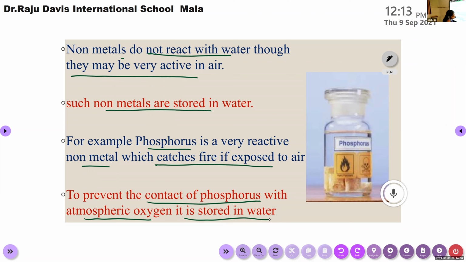So who will read the slide? Yes, Lakshmi, you can read. Non-metals do not react with water, though they may be very active in air. Such non-metals are stored in water. For example, phosphorus is a very reactive non-metal which catches fire if exposed to air. To prevent the contact of phosphorus with atmospheric oxygen, it is stored in water. So that's about the reaction of non-metals with water.